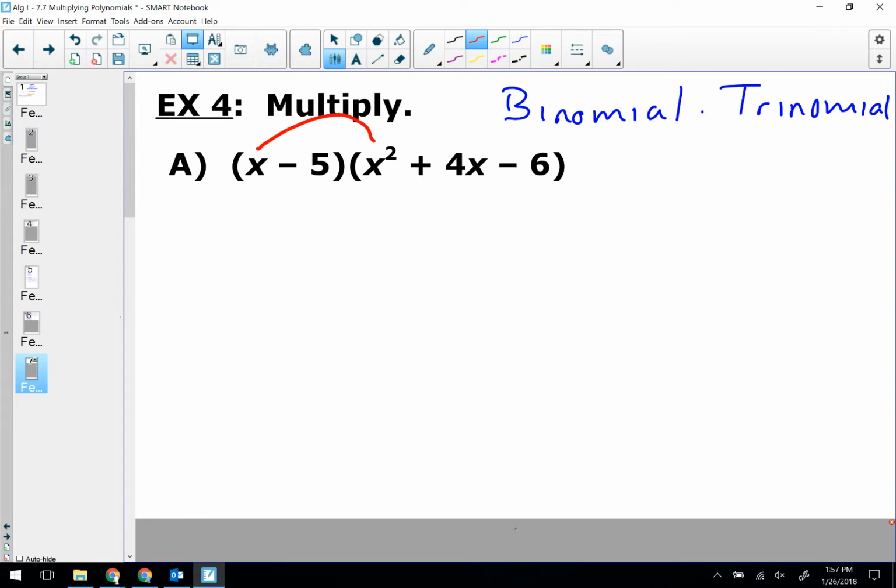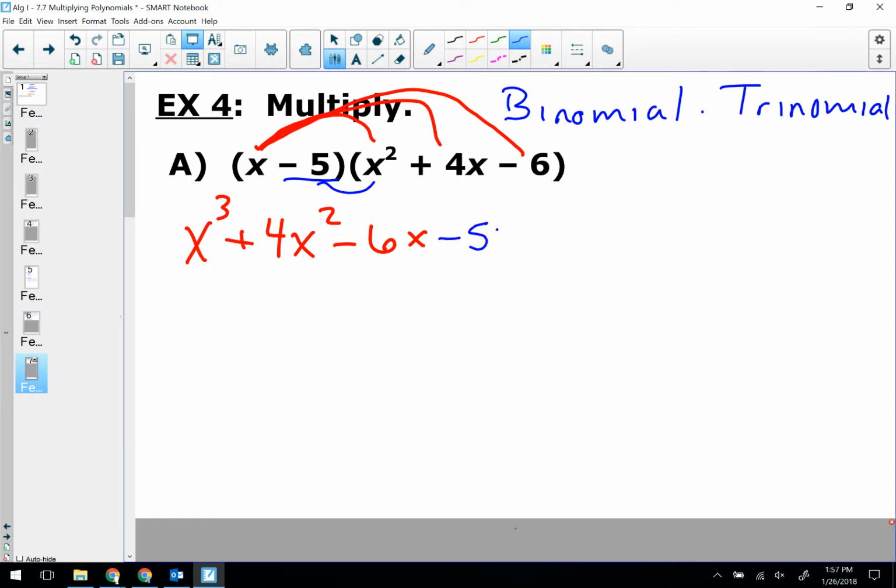X times x squared, x to the third. Keep distributing. X times 4x, 4x squared. Keep distributing. X times negative 6 is a negative 6x. Okay, so I distribute with my first term, and now I distribute with my second term. Negative 5 times x squared is a negative 5x squared. Negative 5 times 4x is a negative 20x. And a negative 5 times negative 6 is a positive 30.